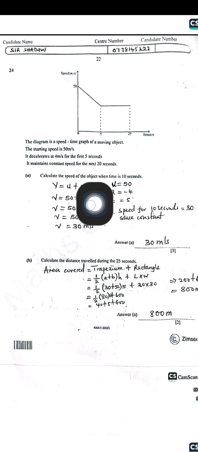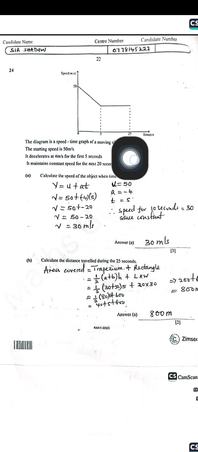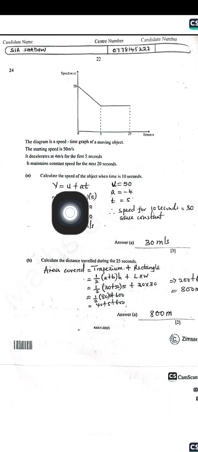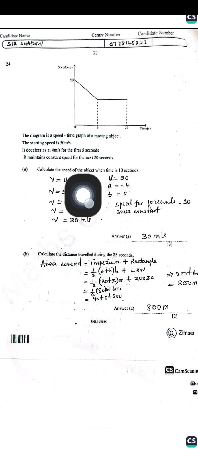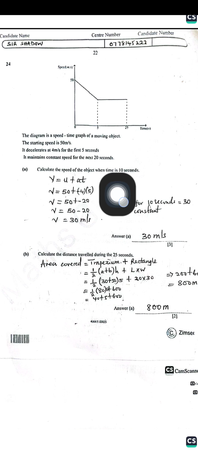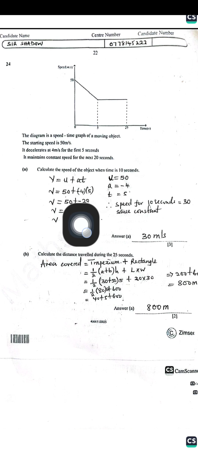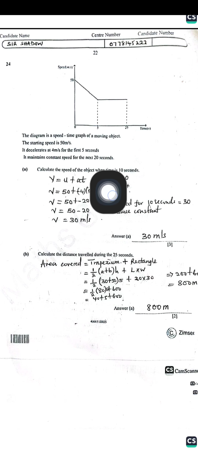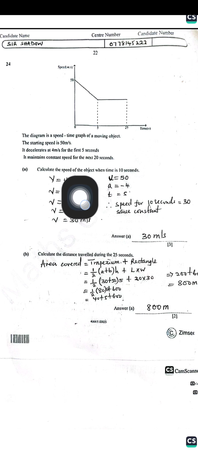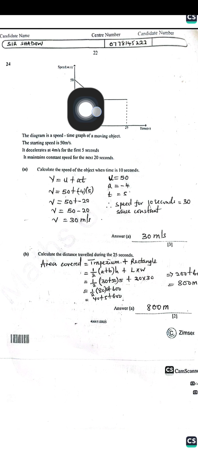So here we have time, here we have speed. We want to calculate the speed of the object when the time is 10 seconds. So what you have to do is write this formula. This is the best formula for finding the speed of the object when time is equal to 10 seconds, because we have the initial speed.